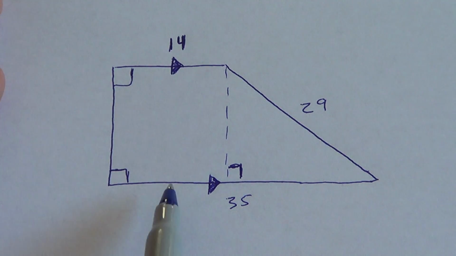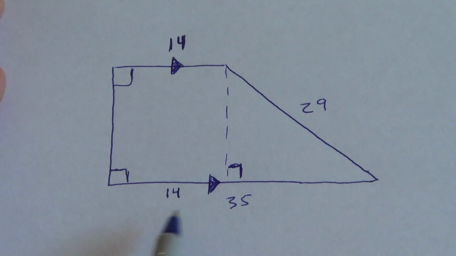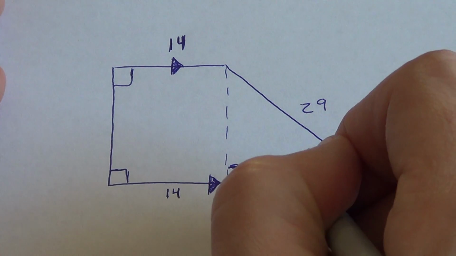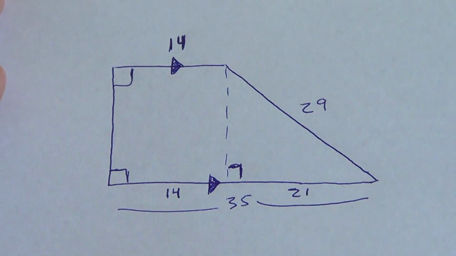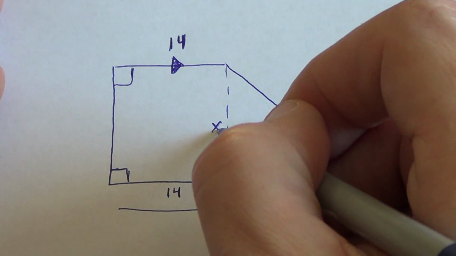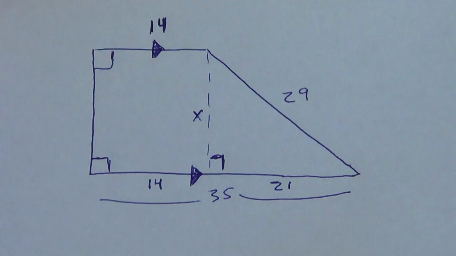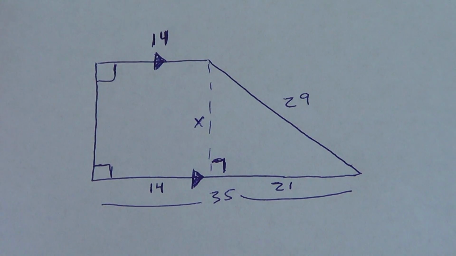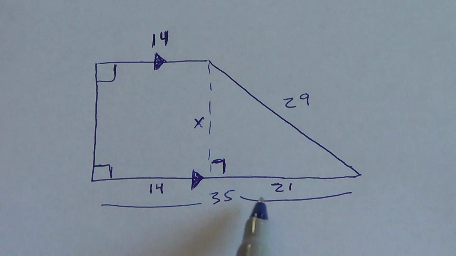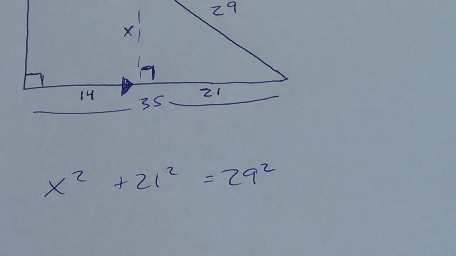So that means if this is 14, this is also 14 right here. And 35, the whole thing, minus the 14 leaves me with 21. 35 minus 14 is 21. So 35 goes the whole way, and 14 and 21 are how it gets split. Let's call this right here x. How in the world do we solve for x? Hopefully by now you remember we've got a right triangle with a missing side, so we use the Pythagorean theorem. Keep in mind which one is a, b, and c. This is c, the hypotenuse. So x squared plus 21 squared equals 29 squared.